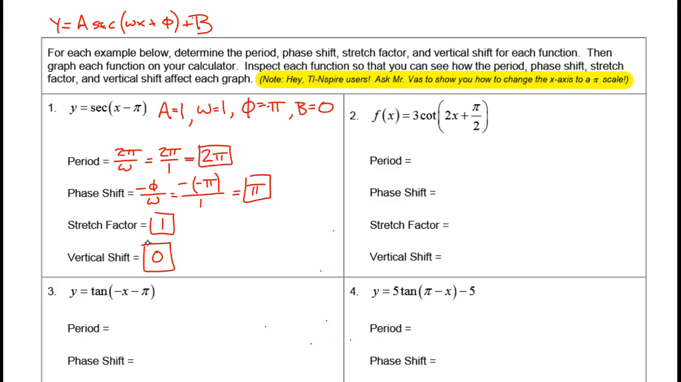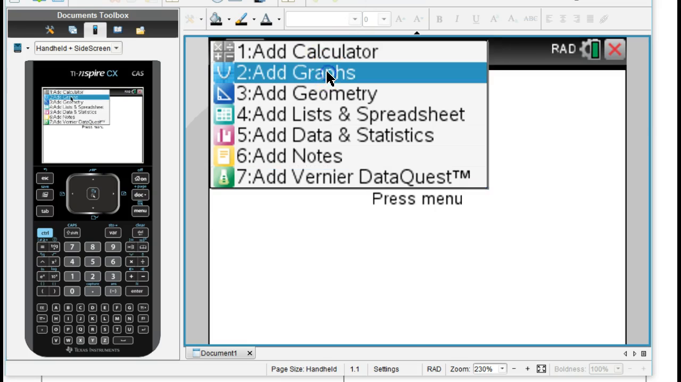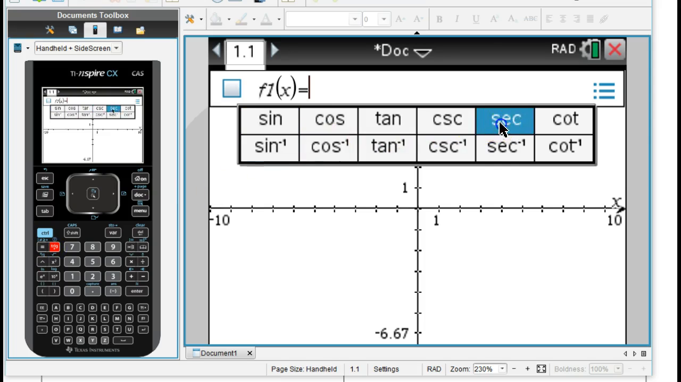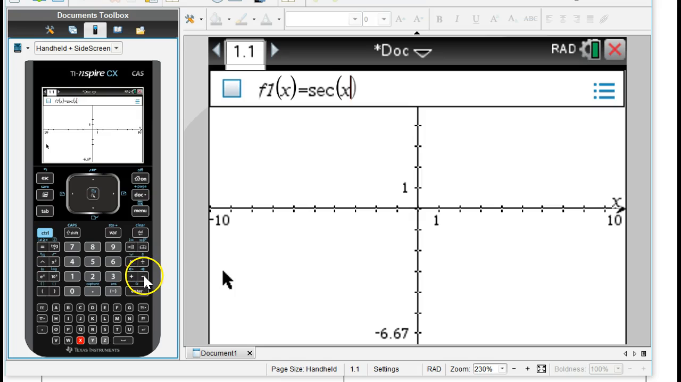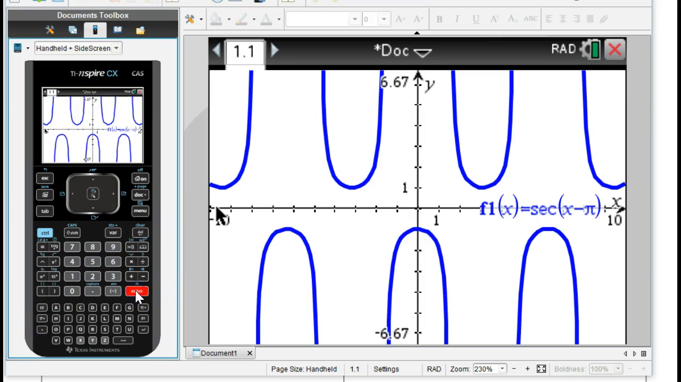Okay, so let's go see how this looks in our graphing calculator. I'm going to go ahead and add a graphs page and graph the secant of x minus pi. Grip it and rip it. And there's our graph.